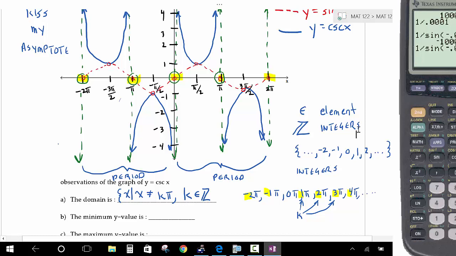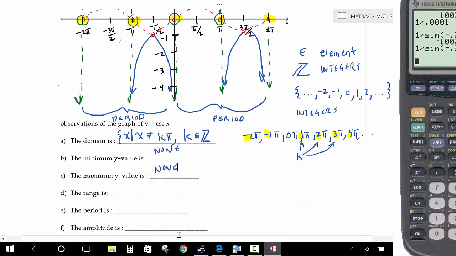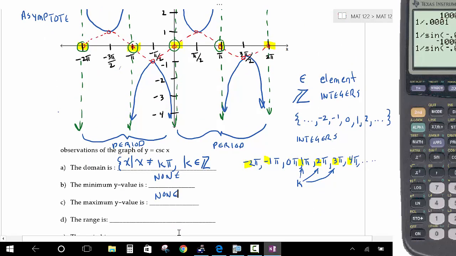Now, if you look at the minimum, this cosecant gets infinitely low, so we don't have a minimum value. We also don't have a maximum value because it gets infinitely high. So that's also none. Okay. And then the range. Notice that there's a little gap. Wherever the sine wave is, the cosecant does not have y values. So it would really be written in one of two ways.